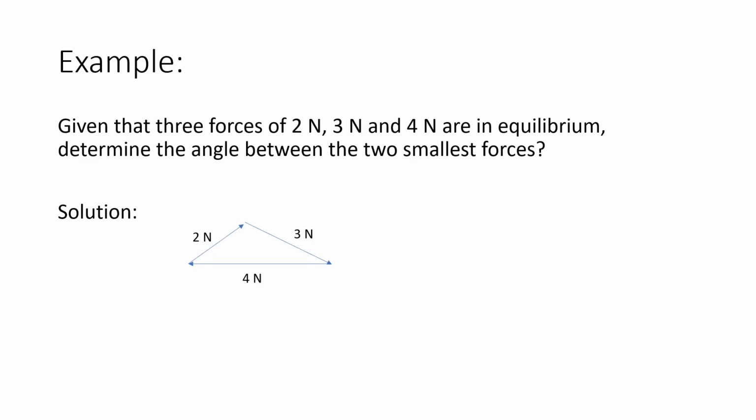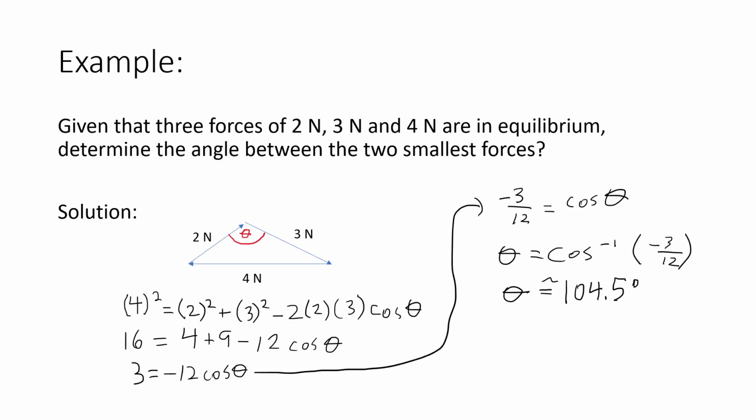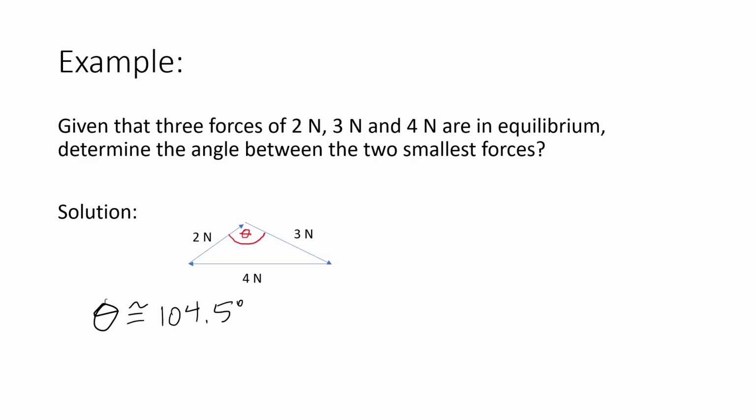Now we're interested in the angle between the two smallest forces, so we're going to figure out the angle up at the top. That's not exactly what the final answer is going to be, though, as you see. We'll call that theta for now. And we're going to just use straightforward cosine law. 4 squared equals 2 squared plus 3 squared minus 2 times 3 times the cos of theta. We go through our steps. Ultimately, theta is roughly 104.5 degrees. So we can put a 104.5 degrees there.